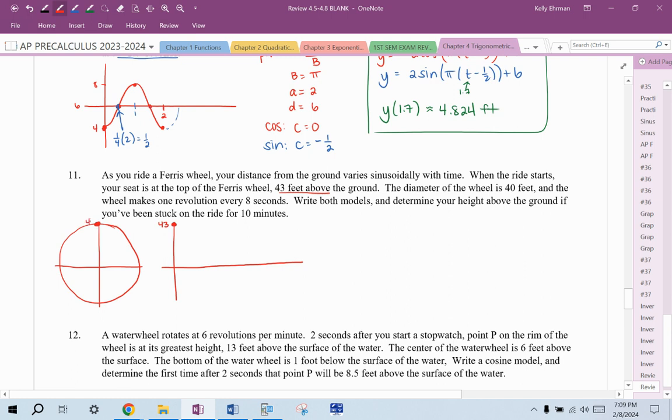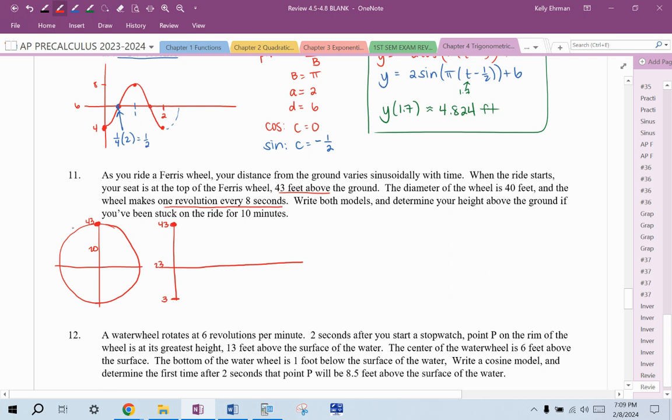So this is 43. If I go down 40, that means that this low part is 3, and then halfway between is 23, right? Diameter 40 means the radius would be 20. And so we have all that stuff labeled, so that's good. And we make one revolution every 8 seconds. So you start at the top of the wheel.